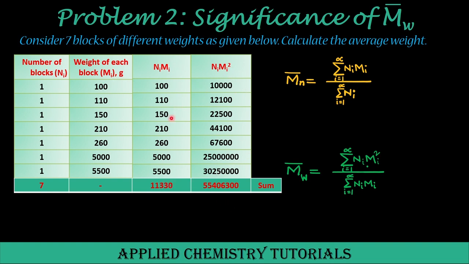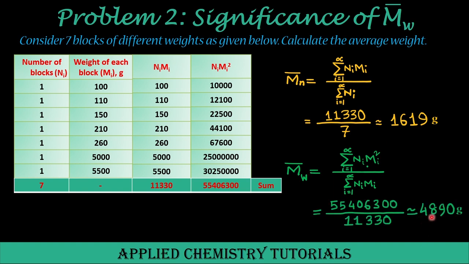We find out the sum of this Ni Mi square and the Ni just like this, and we plugged in the corresponding values to get the Mn bar as 1619 gram and Mw bar as 4890 gram. Please note that here I mentioned the average weight as gram because this is just block to make the example simple. The Mi actually represents in real case the polymer fractions.